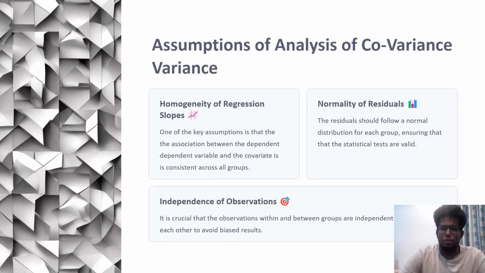Now we'll see the assumptions of analysis of covariance. First is the homogeneity of regression slopes. One of the key assumptions is that the association between the dependent variable and the covariates is consistent across all groups. Second is the normality of residuals. The residuals should follow a normal distribution for each group, ensuring that the statistical tests are valid. Third is the independence of observations. It is crucial that the observations within and between the groups are independent of each other to avoid biased results.